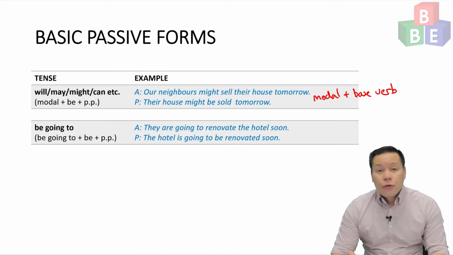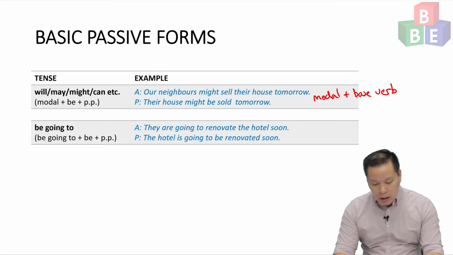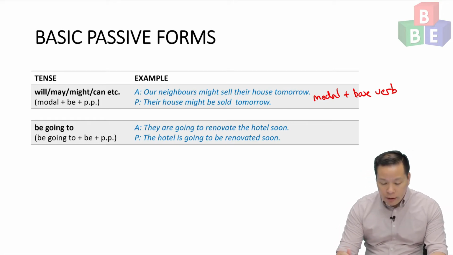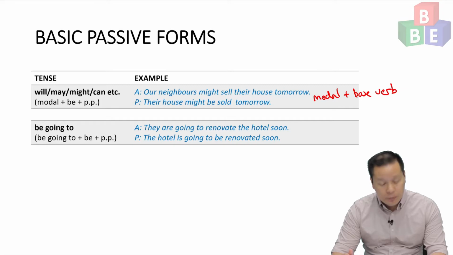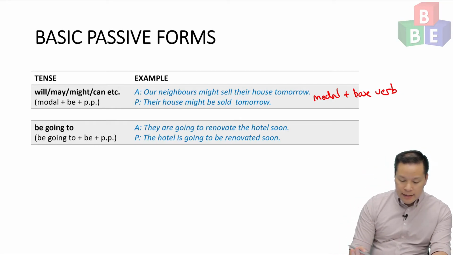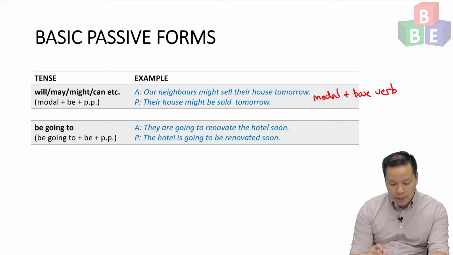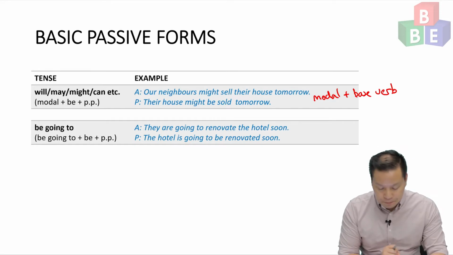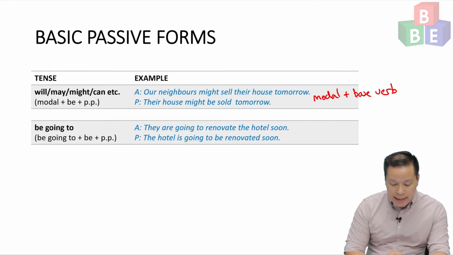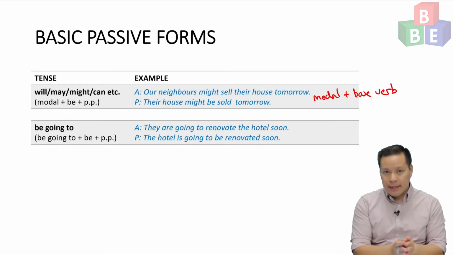Using the be going to structure, which is often used to talk about the future. In the active, they are going to renovate the hotel soon. In the passive, the hotel is going to be renovated soon. The form of this is be going to plus the be verb plus past participle. The be verb in this case is going to be and always be, because it is part of the infinitive, to be.